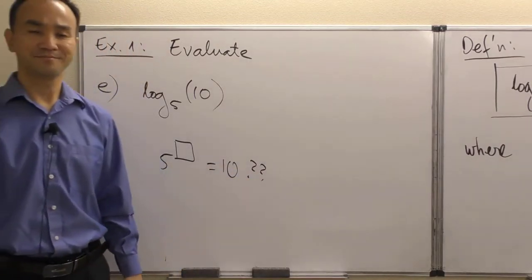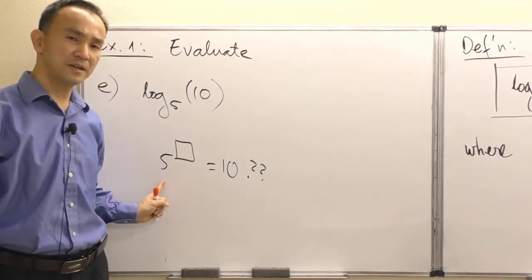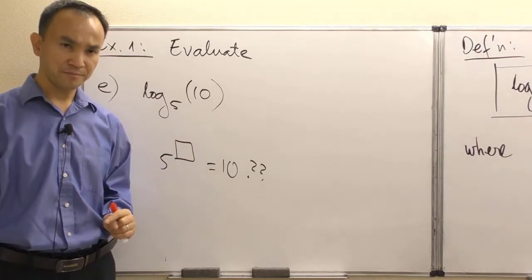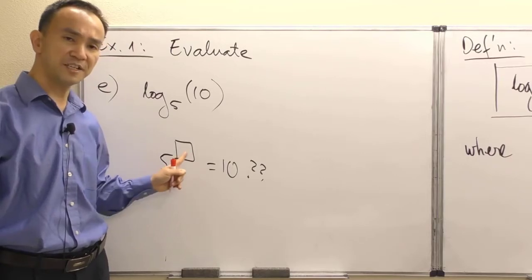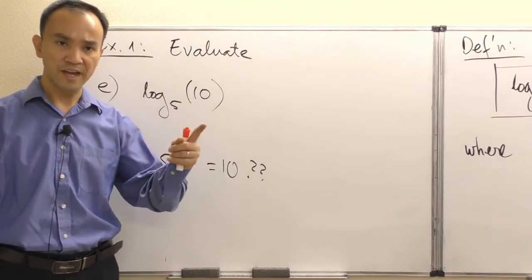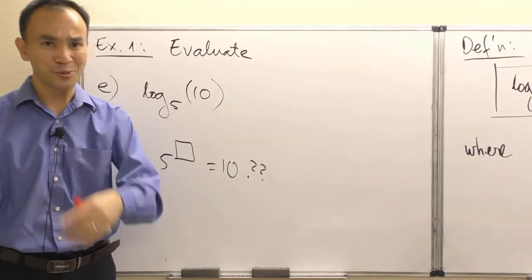All right. Power 2? 5 to the power 2 equals 25, not 10. Power 1? 5 to the first power equals 5, not 10. So we tried 2 different answers, and they didn't work. So it has to be some answer somewhere in between.